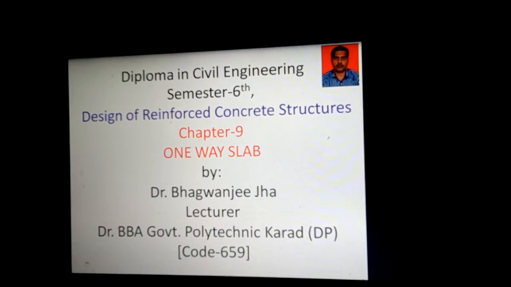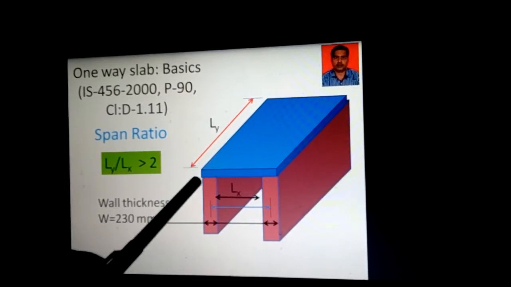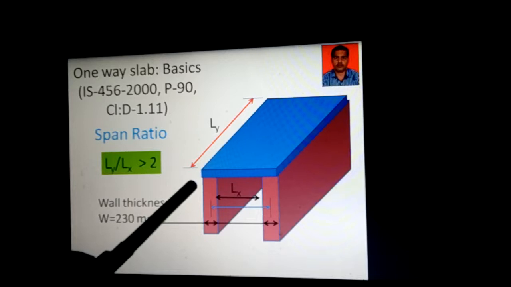The topic of today's lecture is one-way slab. As you're clearly seeing in the sketch of a slab in blue color, the slab is basically a horizontal member in a building.